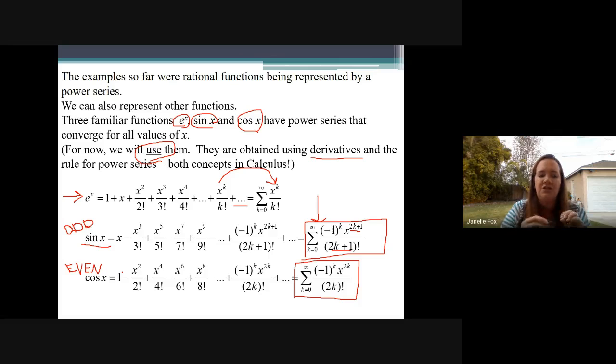Think to yourself, it's just going to be x to the 0 power over 0 factorial, which simplifies to be a 1. Then it goes minus x squared over 2 factorial plus x to the 4th over 4 factorial minus x to the 6th over 6 factorial plus x to the 8th over 8 factorial, noticing that it is switching signs every single time, and we only have the even numbers. Minus, dot dot, plus the general term, which we already talked about, negative 1 to the k, x to the 2k over 2k factorial, plus dot dot.